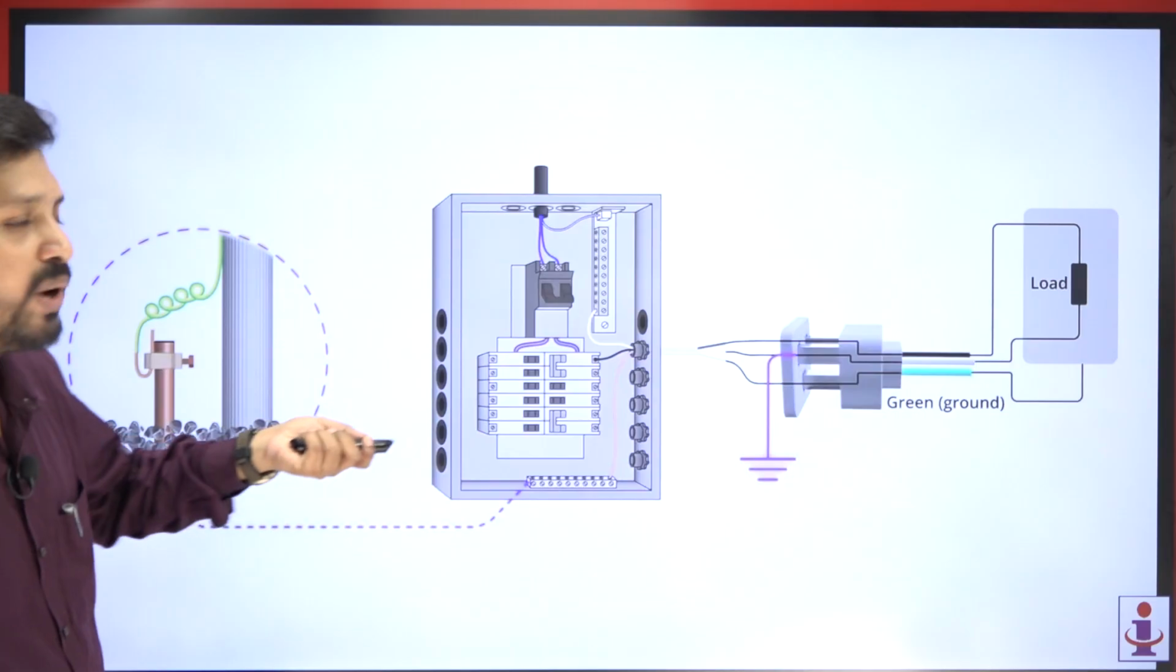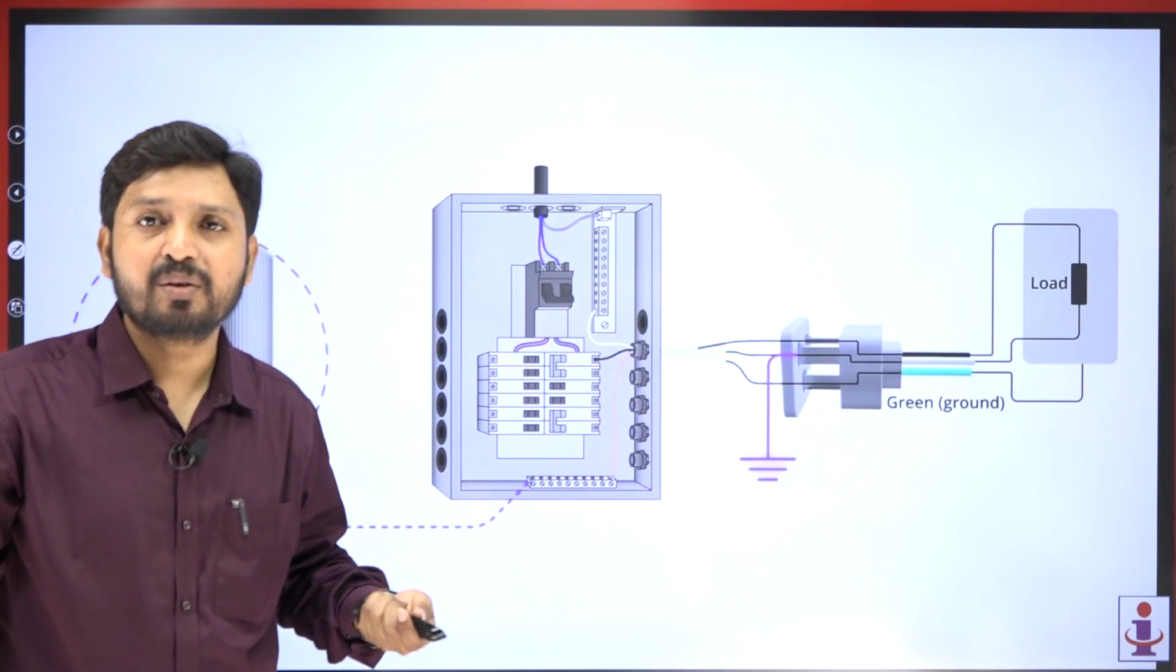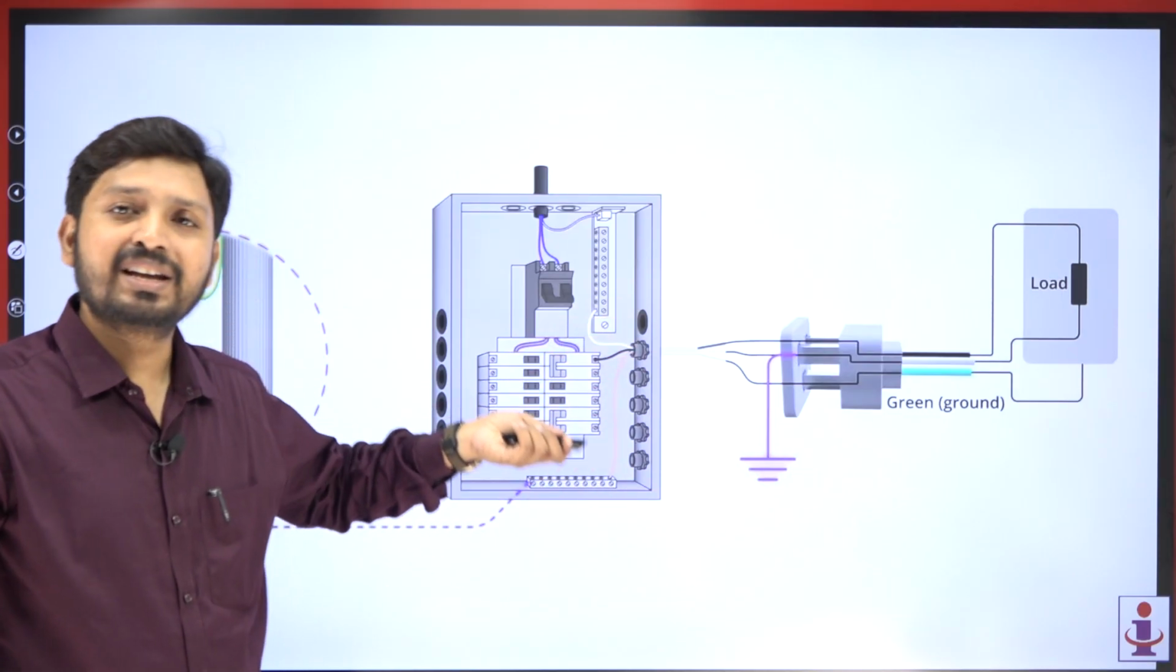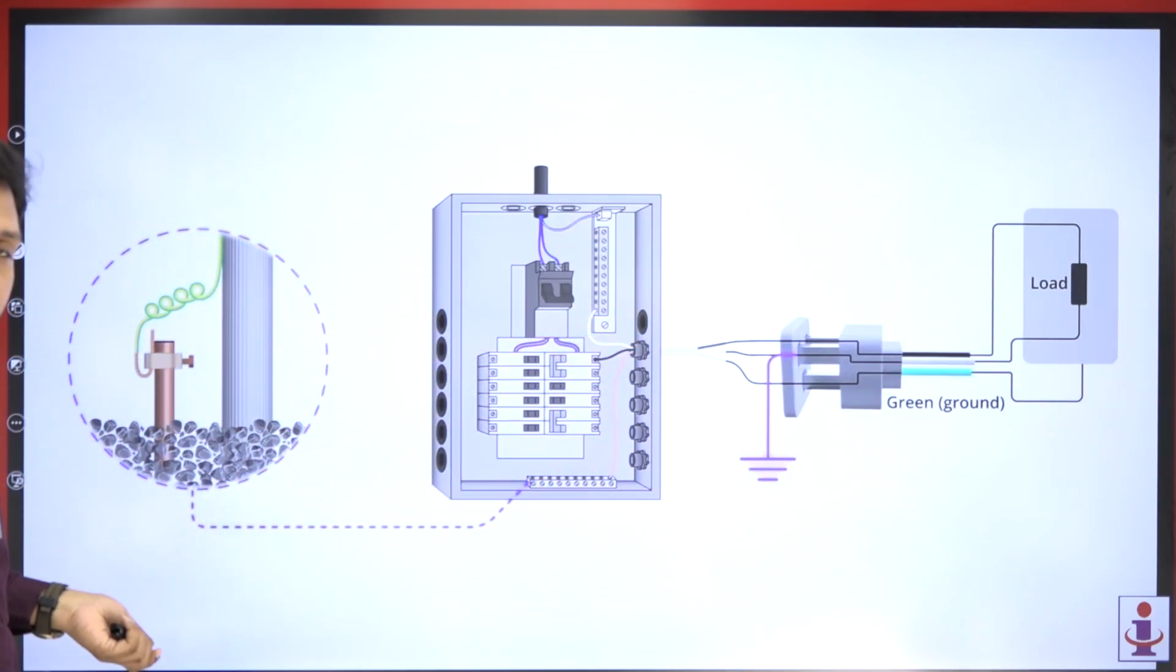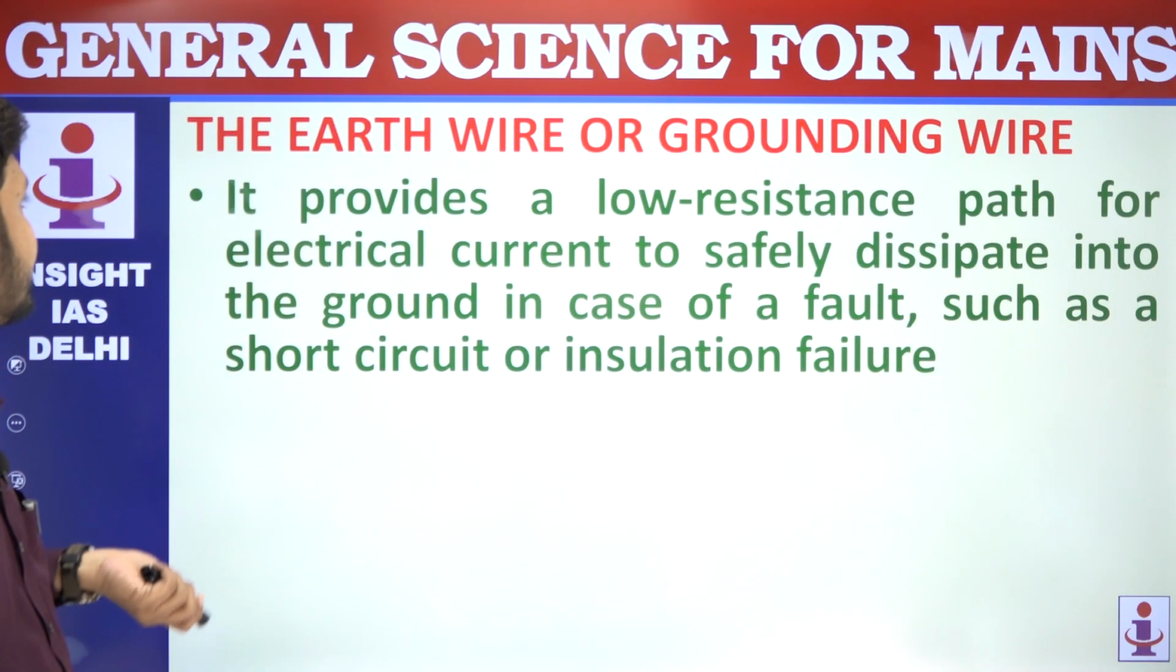Okay, so this is the earth wire. Generally they connect this to the ground, so that whatever unintended excess current is there will be discharged directly into the ground, so that we will not get any shocks. Okay, so let's see the definition.